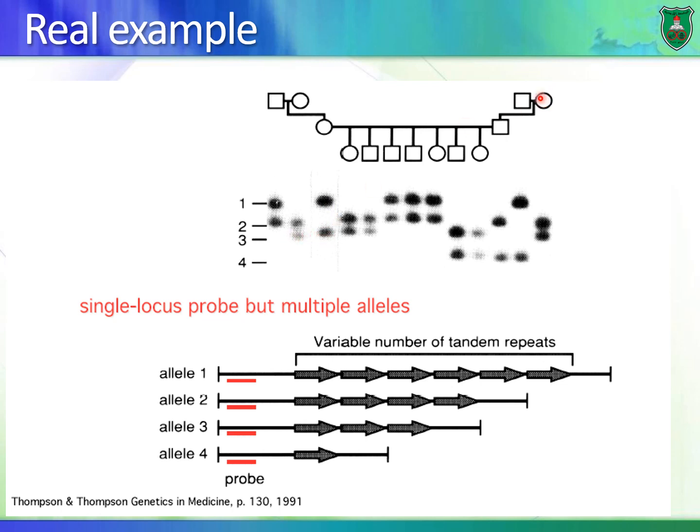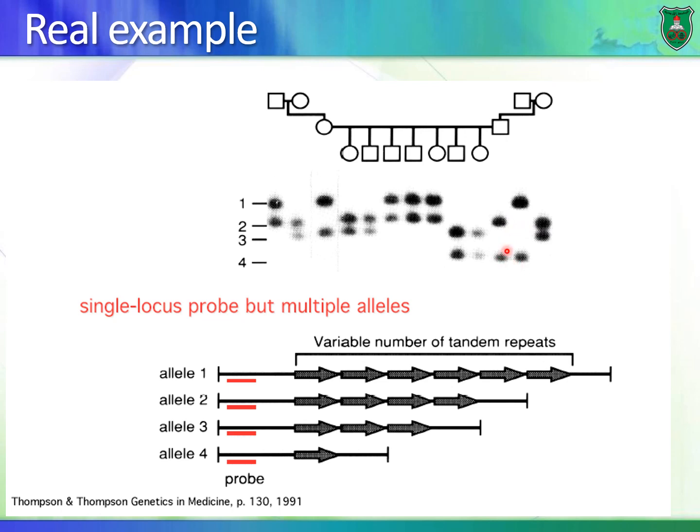Look at this family now. Let's look at this grandmother right here. She has alleles 2 and 3. Look at this grandfather. He has alleles 1 and 4. So you would expect this boy to have either one of these 2 alleles and either one of these 2 alleles. And that's true. He got allele number 2 from his mother, and he got allele number 4 from his father.